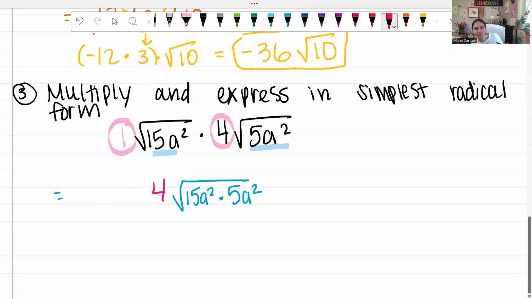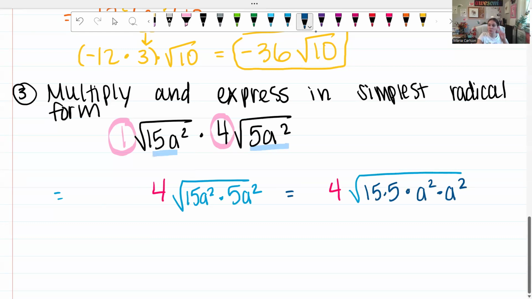Now, when I'm actually multiplying underneath that radical, you can multiply numbers with numbers and variables with variables. So really, this is the same thing as 4 times the square root of 15 times 5 times a squared times a squared. Just rewriting the order of the multiplication. I'm multiplying the numbers together and I'm multiplying the variables together.